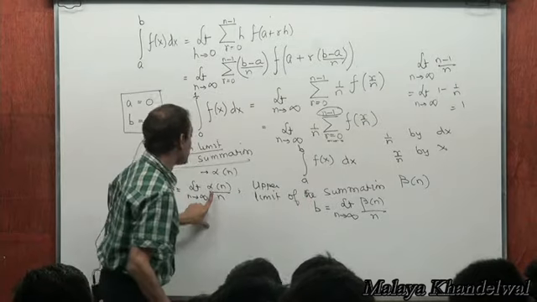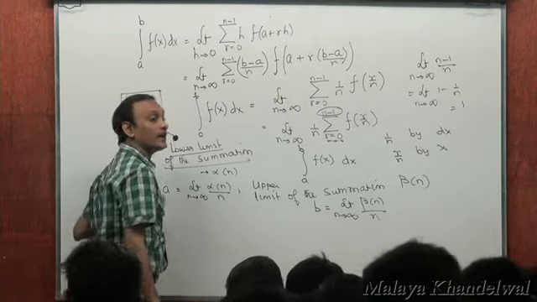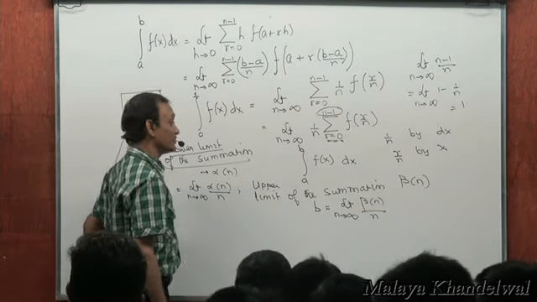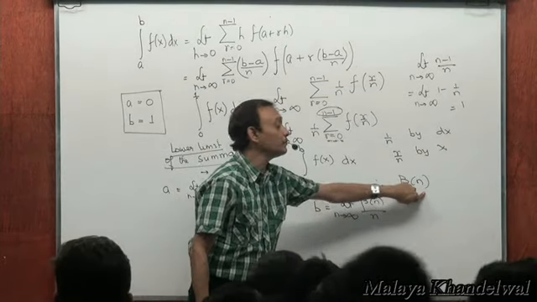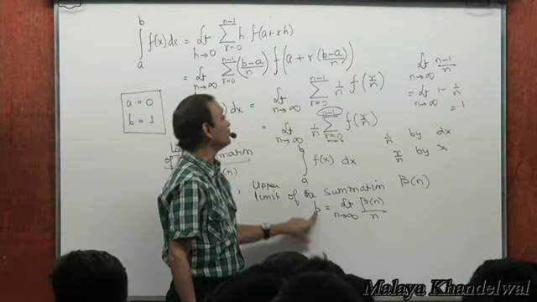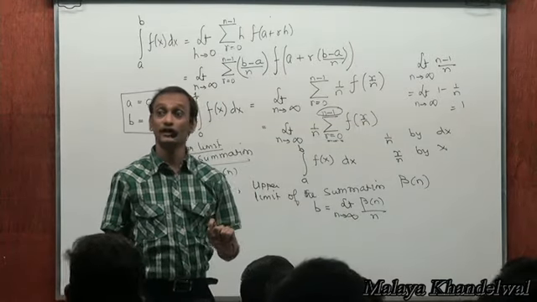So if the lower limit is a function of n, alpha as a function of n, divide that by n as n tends to infinity, that will give you the lower limit of the definite integral. If the upper limit of the summation is beta as a function of n, then beta n divided by n as n tends to infinity will give you the upper limit of this integral. Remember this.